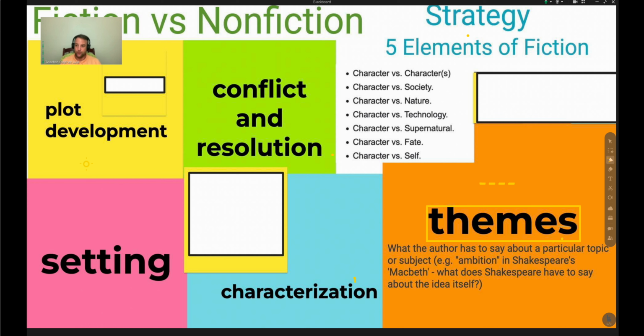In fiction, it's really the mammoth of this idea of finding themes. When we sit down and read fiction literature, we do have to focus on what the themes are because they will be present in all of our novels and short stories, for example.